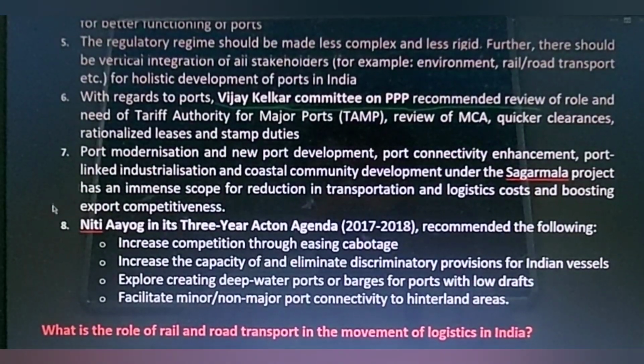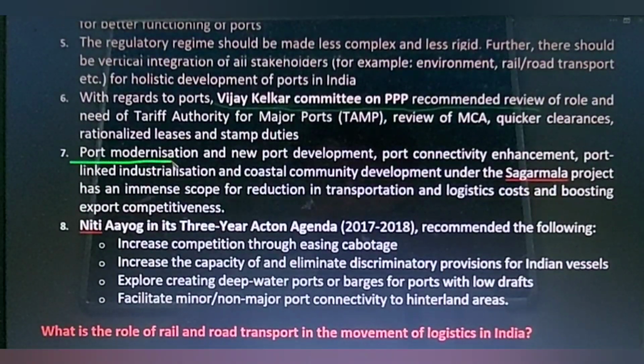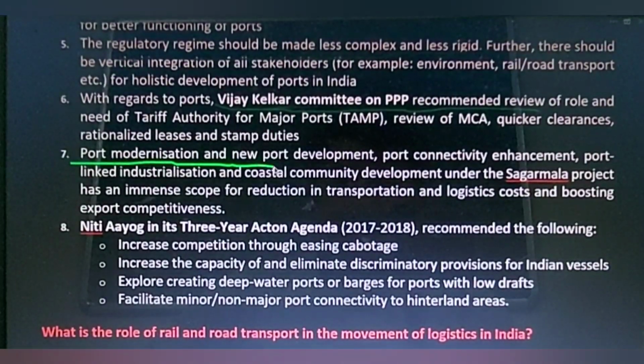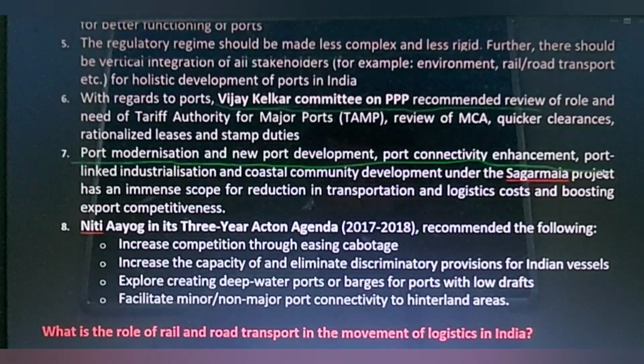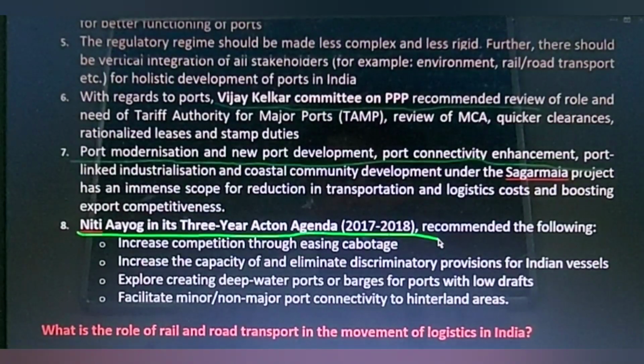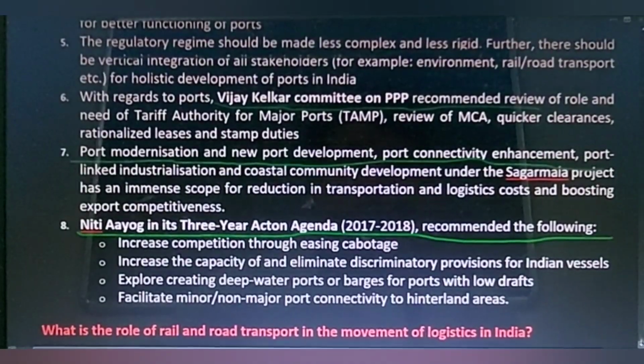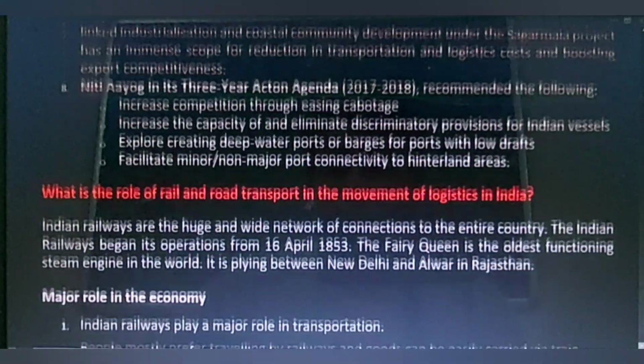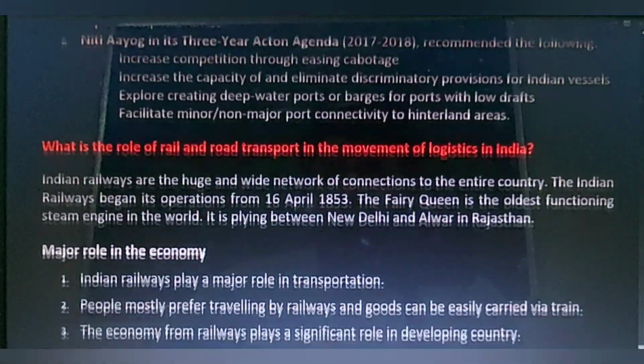Then the ports should be modernized. There should be modernization of ports. New ports should be developed. Port connectivity should be developed, like that. And this Niti Aayog in its 3 years action agenda plan has recommended few steps, so which you can mention in your answer. Okay.